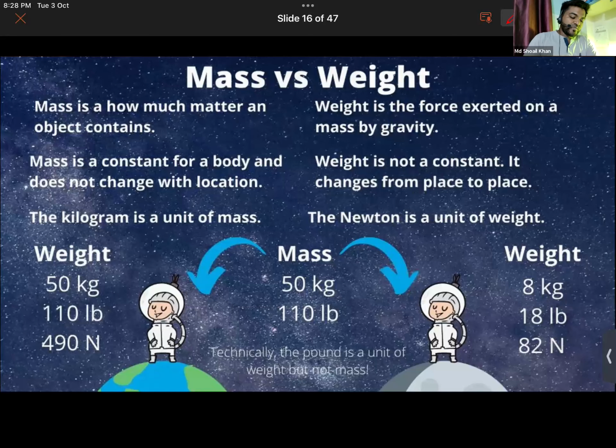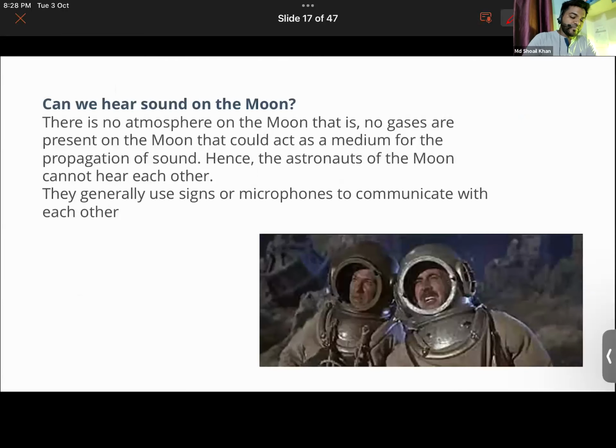Thereby, what do we do? We take help of microphones, or use sign language in order to communicate. So the astronauts that go there have microphones installed in their suits. In that manner, they are able to communicate with each other. There are no gases present on the moon that could act as a medium for the propagation of sound. Hence the astronauts on the moon cannot hear each other. They generally use sign language or microphones to communicate.